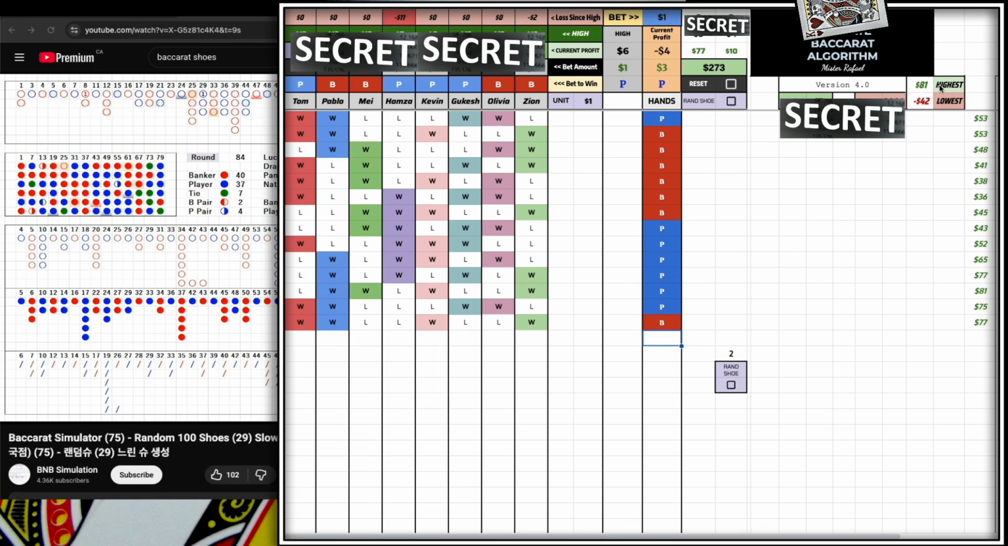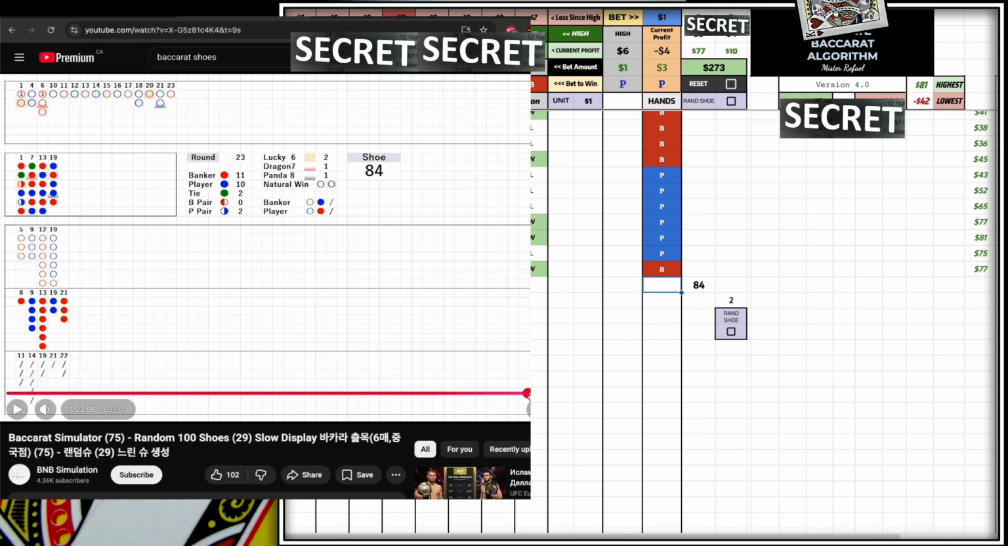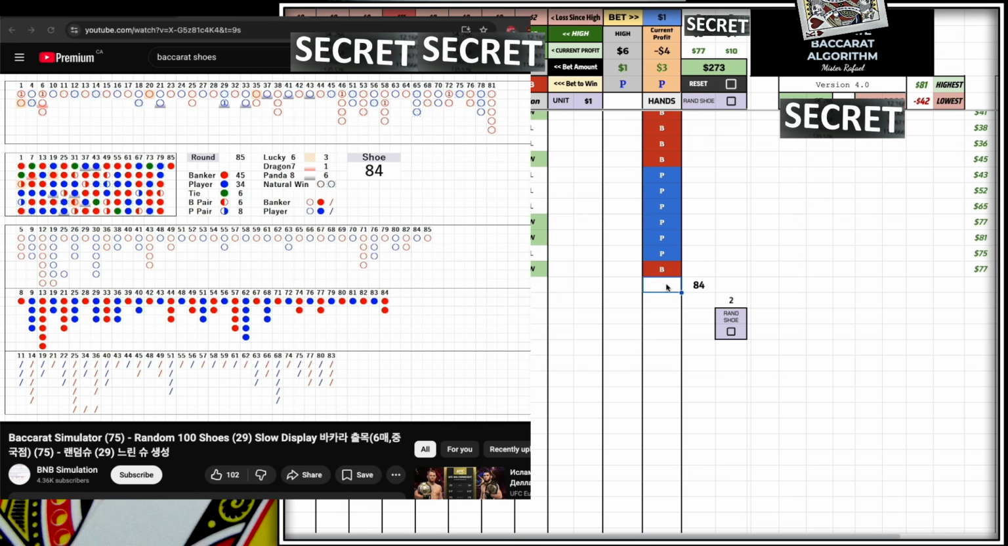Okay, $81, highest profit. Biggest drawdown, minus $42. Currently sitting at a $77 profit. Next bet, $1 on player. Next shoe will be number 84. Okay, here we go. Shoe 84.